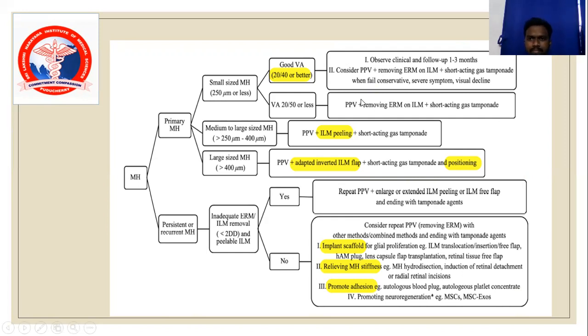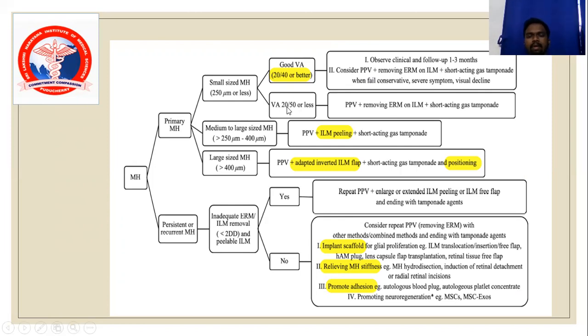Okay. So yes, we do consider doing surgery in a small-sized macular hole if the patient is having a deterioration in visual acuity, or if the patient is severely symptomatic, having more metamorphopsia, or having more visual field scotomas.